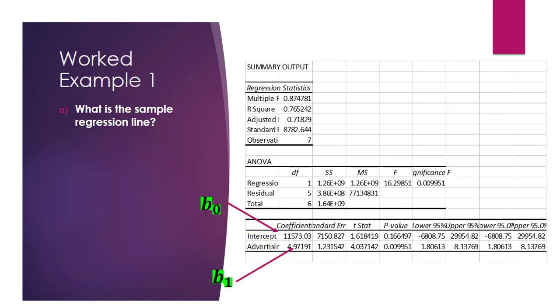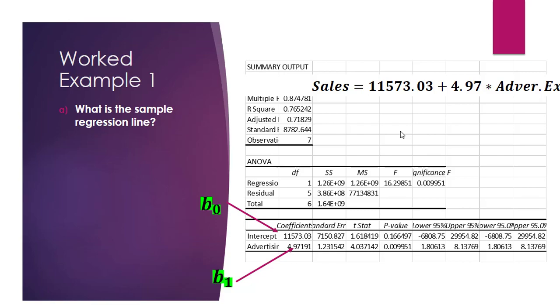The first term is beta 0, that is why it says intercept here. The second term is beta 1, its label says advertising expenditures. This is because advertising expenditures is the x variable in the regression equation, so B1 is a slope, or the effect of advertising expenditures on the y variable. Substituting these estimated values in the sample regression equation gives us this. This is the estimated line of best fit calculated by Excel for the 7 data points.